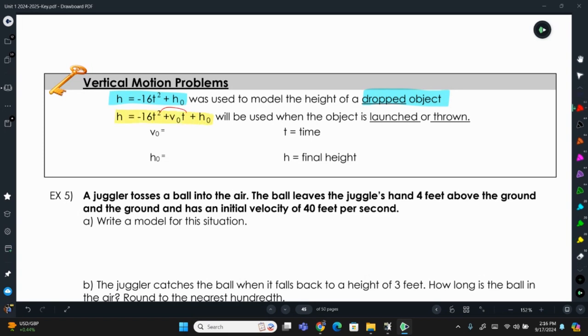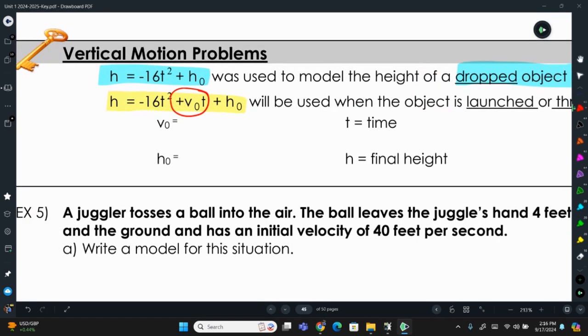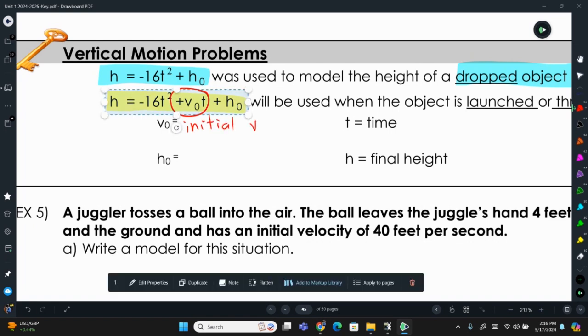Now that we have the quadratic formula at our disposal, we can use this formula, and notice how there's a v naught times t. And that t is raised to the first power. That v naught is our initial speed or velocity, and h naught again is our initial height. T is time and h is our final height.